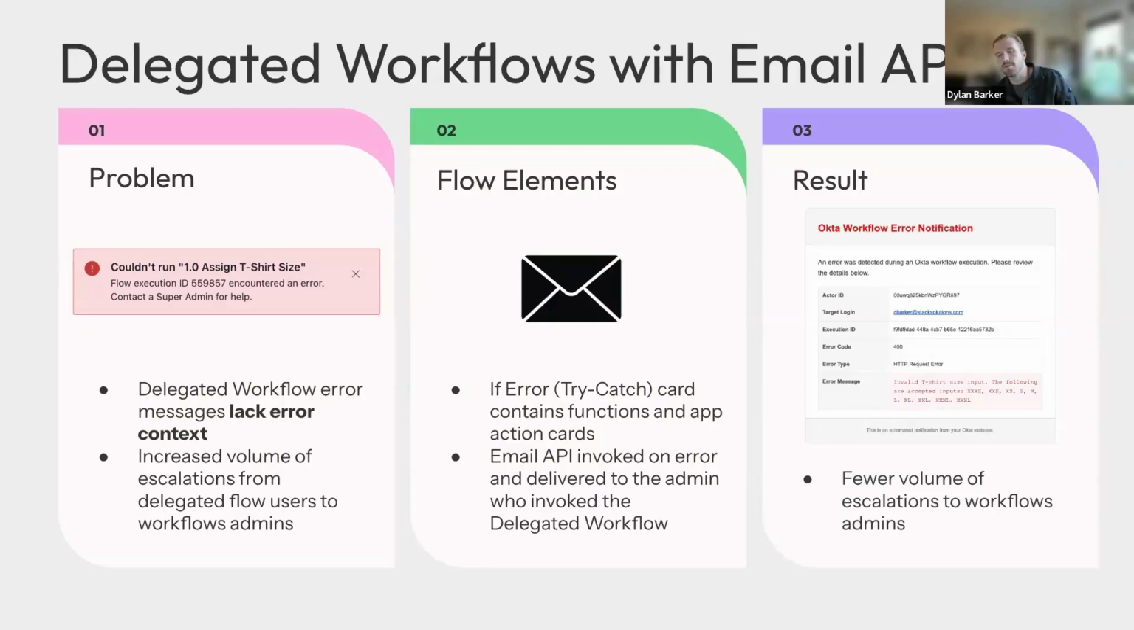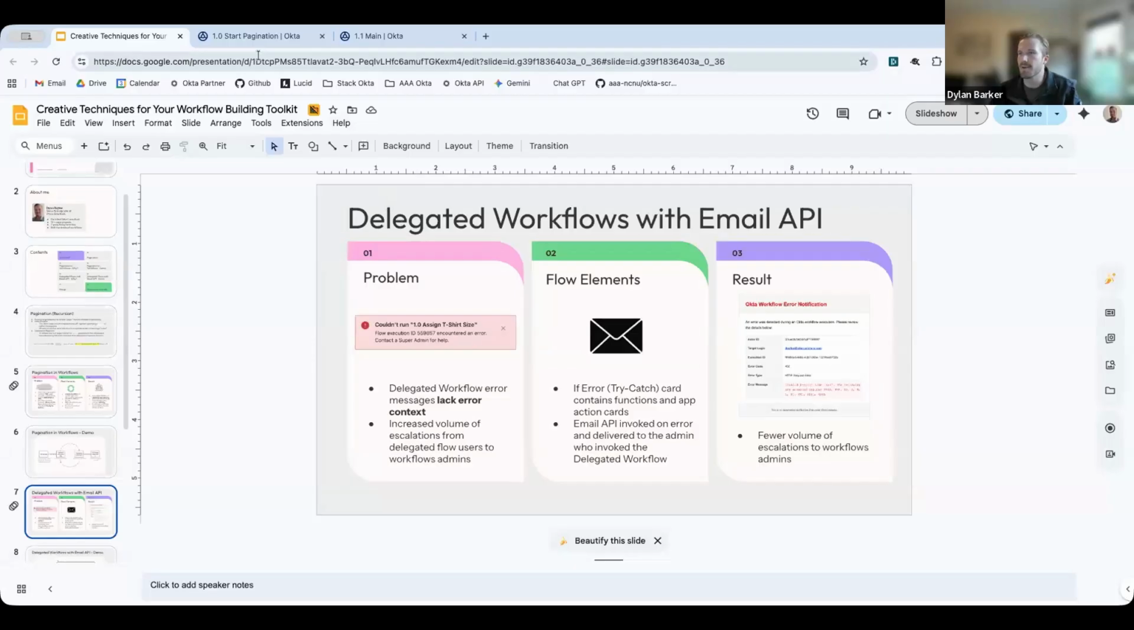And as a result, we did see a lower volume of escalations. A lot of the errors were bad inputs or silly little things. So we did see a reduction in those escalations. And there's a screenshot of just a sample email that you could send to those admins containing the execution ID, error code, error type, and error message. And I just mocked that up with the help of ChatGPT. So I'm not an HTML expert. So it was pretty simple to make that. So don't be afraid of HTML.